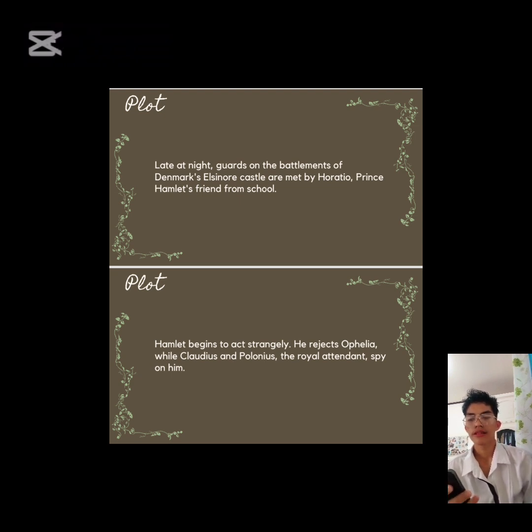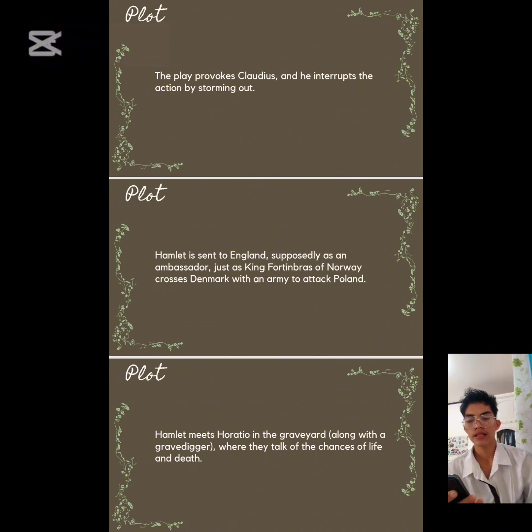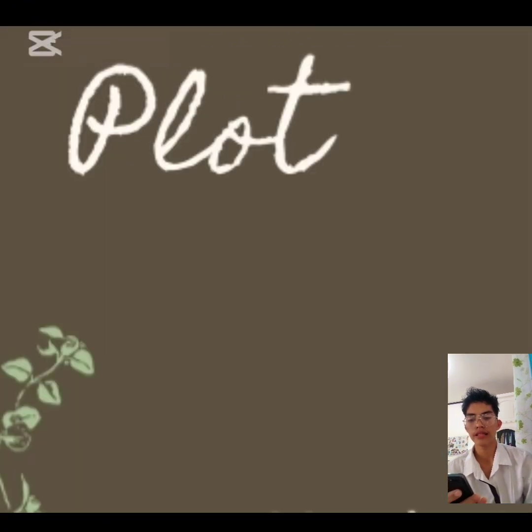So the plot of the story: late at night, guards on the battlements of Denmark's Elsinore Castle are met by Horatio, Prince Hamlet's friend from school. The guards describe a ghost they have seen that resembles Hamlet's father, the recently deceased king. At that moment, the ghost reappears, and the guards and Horatio decide to tell Hamlet.